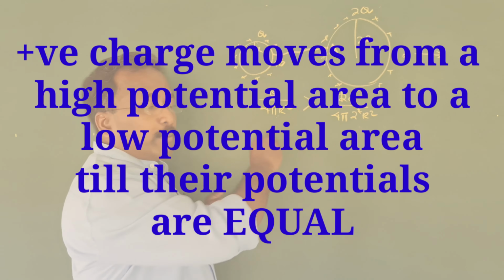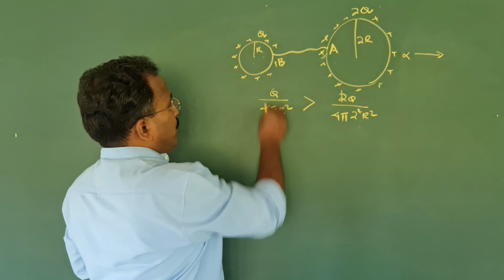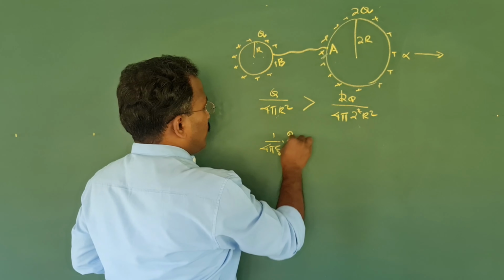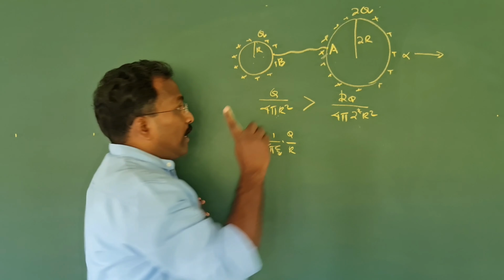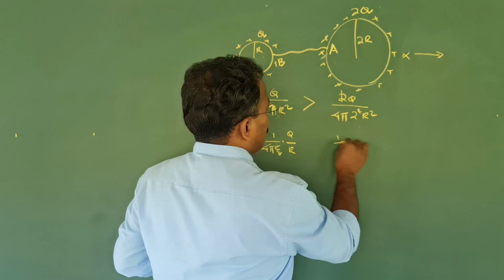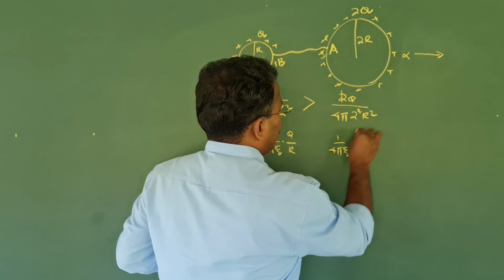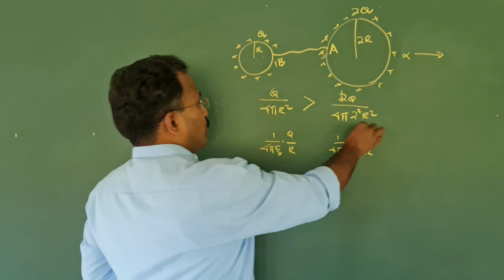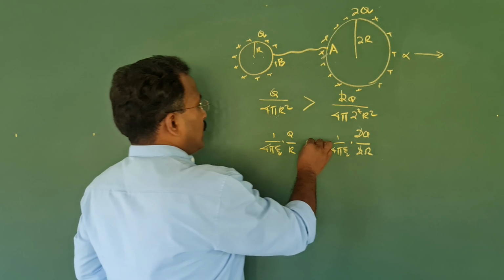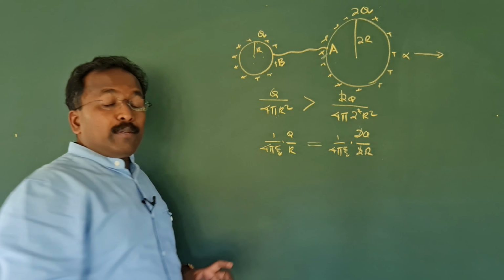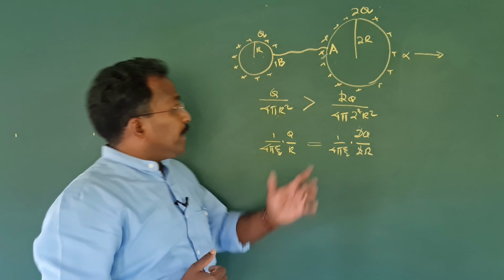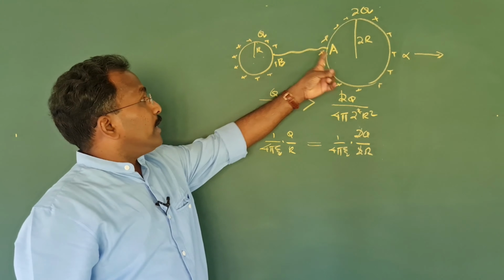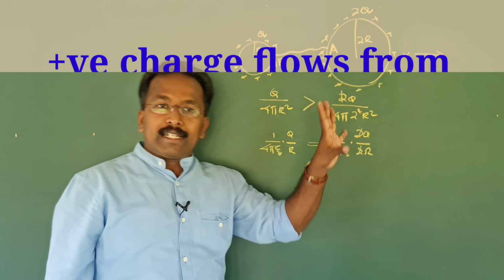Now let's calculate the potential here. Potential at B is 1 by 4 pi epsilon 0 into Q divided by R. And the potential here is 1 by 4 pi epsilon 0 into 2Q divided by 2R. Those 2's cancel out. It's clear that their potentials are equal. Means there will be no charge flow between points A and B if they are connected like that.